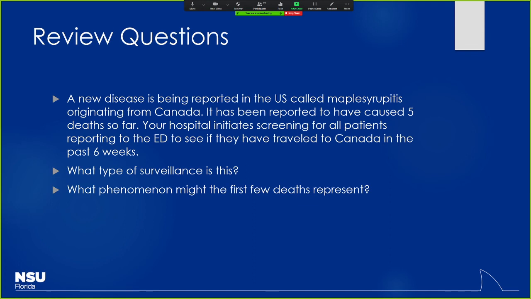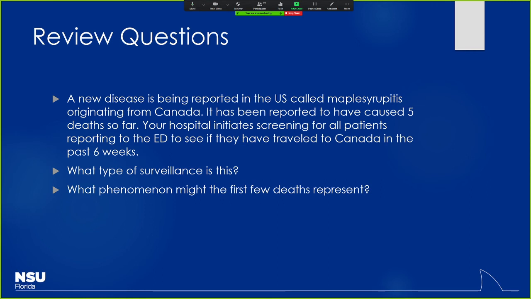Right. If you're actively asking every single patient that comes in, have you been to Canada in the past 6 weeks? Then that would be a form of active surveillance, right? If you had the CDC calling up saying, "Hey, have you guys been checking these numbers? Have you been asking these people? Have they traveled here?" Or the Department of Health, whoever, it's active surveillance, right?